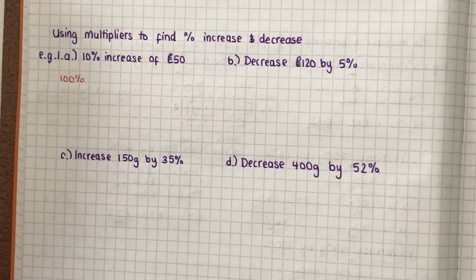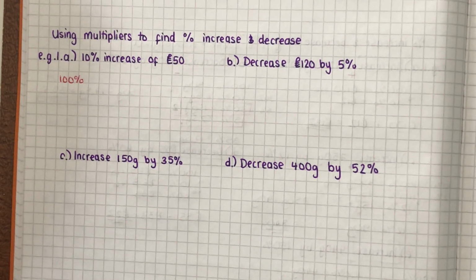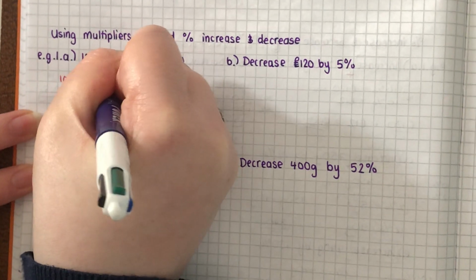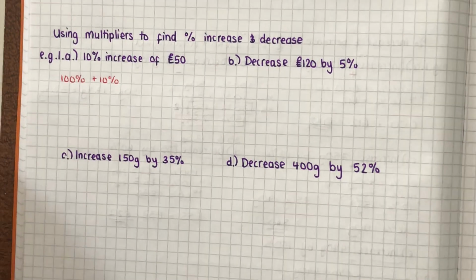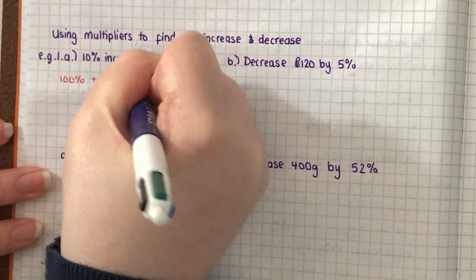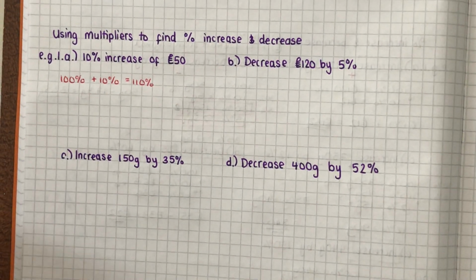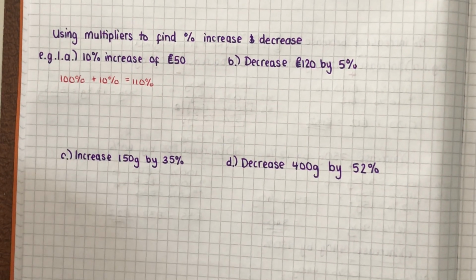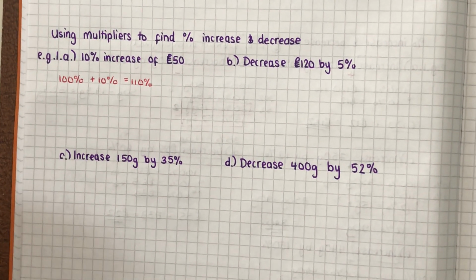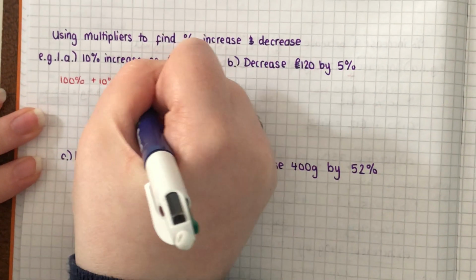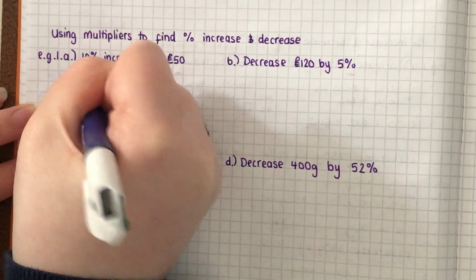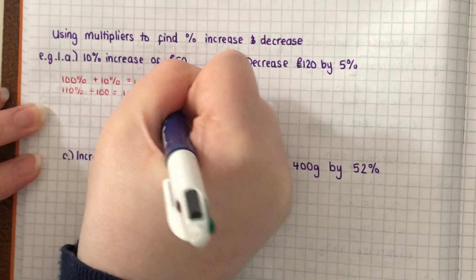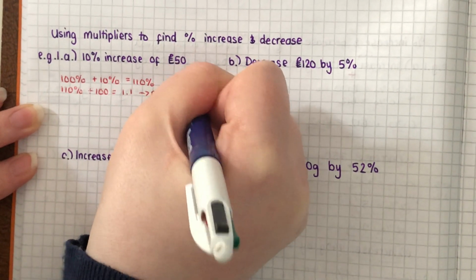Now, if we're increasing it by 10%, before I said that you just find 10% and you add it on. Now, for the multiplier's sake, I'm going to add 10% onto the 100%, and that gives me 110%. So all it means is that my final answer will be 110% of what it used to be. Now, with multipliers, I said before that they have to be a decimal. So what we then need to do is divide it by 100, and we get 1.1. So my multiplier for this question is going to be 1.1.